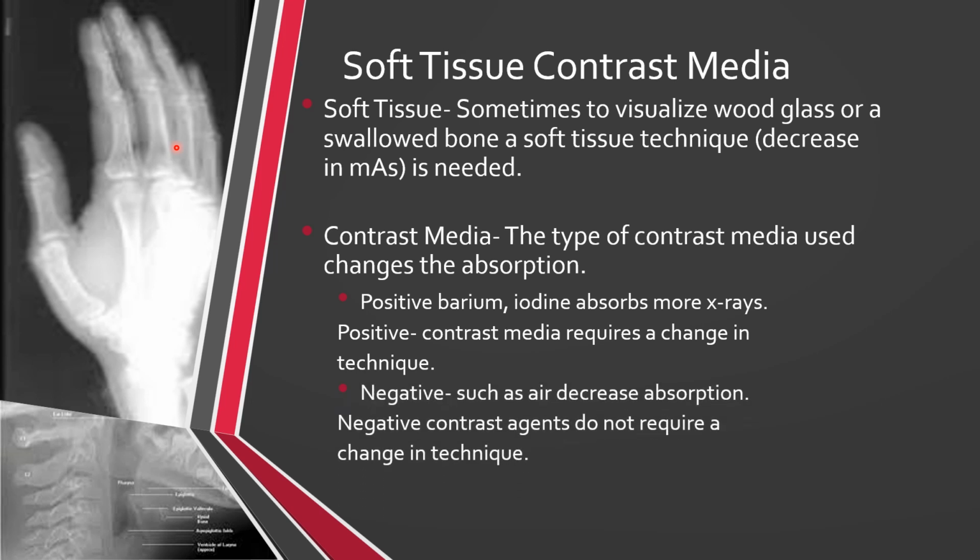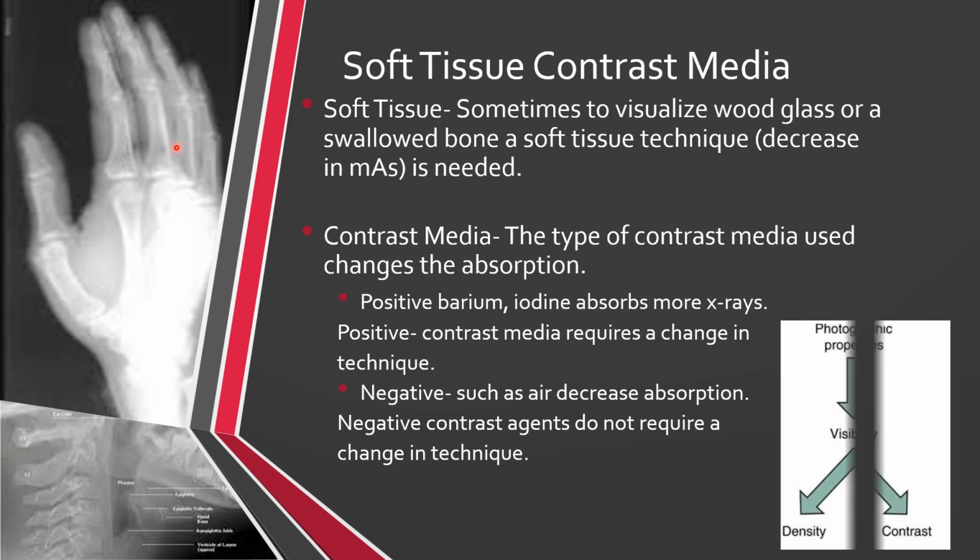Negative is the other one. So there's positive, there's also negative, such as air, which decreases absorption. Negative contrast media agents do not require a change in technique at all. This can change the contrast aspect of the visibility. So going back to this, there are the photographic properties, visibility. So this will of course change the contrast aspect when we introduce contrast. That's why we introduce contrast, so we can get more contrast of the areas that we're looking at, whether it's the vessels or the GI tract. Typically, it could be a joint. It's kind of an old thing that hasn't been done much, but you can introduce it into joints too, either positive or negative contrast media.